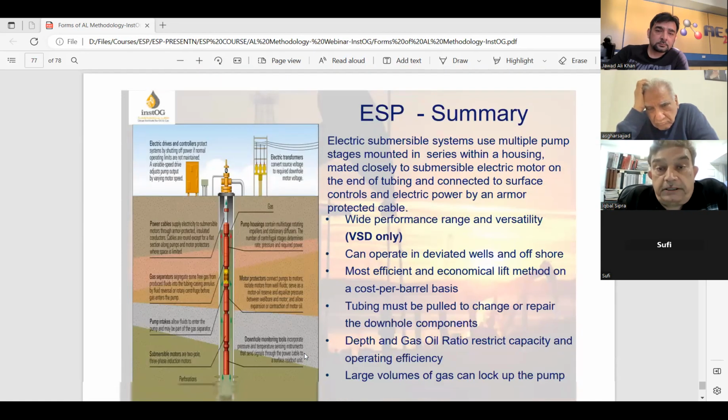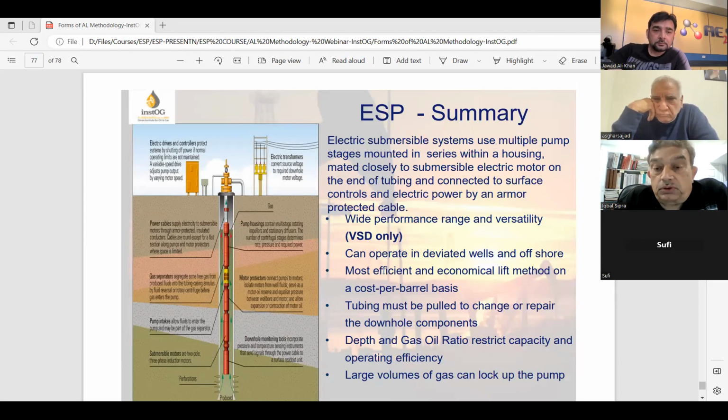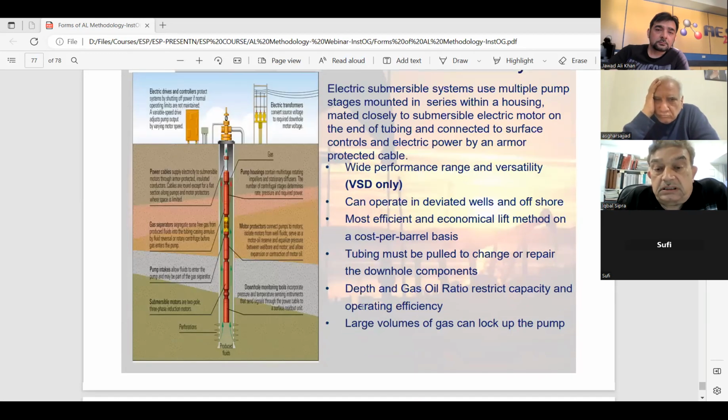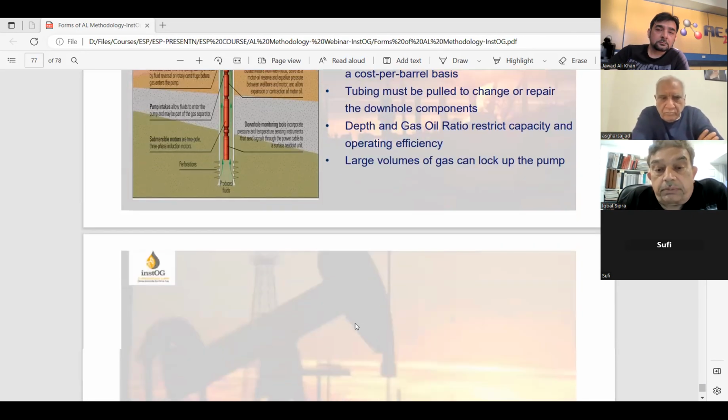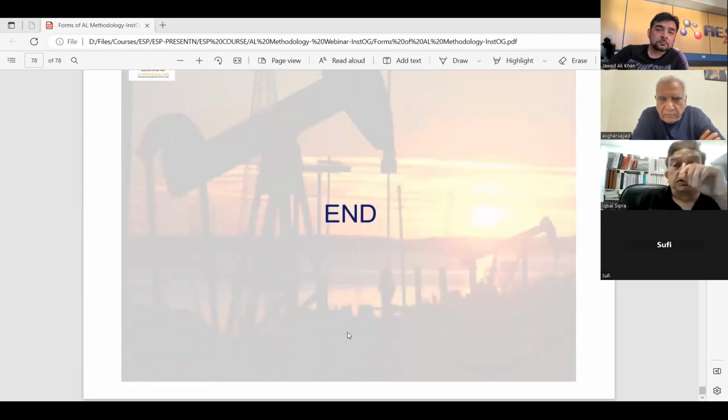So, ESP summary: electric submersible pumps can operate in deviated wells and are most efficient. Tubing must be pulled. Depth and gas oil ratio, capacity and operating efficiency are the challenges. A large volume of free gas can keep gas to the pump. This ends my presentation.